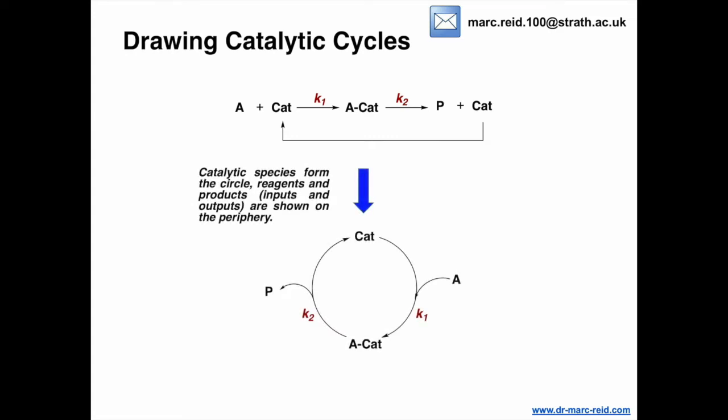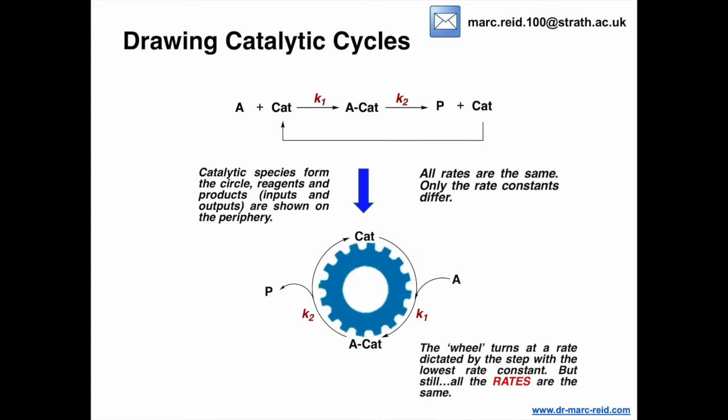So, when we draw the same reaction in a cycle, the catalyst species form the cycle. The reagents and products, the inputs and the outputs, are drawn on the periphery of the cycle. The next part of this process is absolutely key. Do not move on until you are comfortable with this.